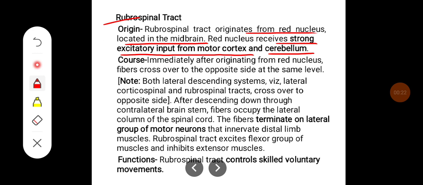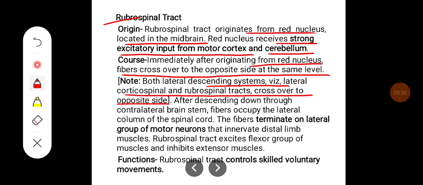We see its course: immediately after originating from the red nucleus, fibers cross over to the opposite side at the same level. Note that both lateral descending systems, that is the lateral corticospinal tract and the rubrospinal tract, cross over to the opposite side. After descending through the contralateral brainstem, fibers occupy the lateral column of the spinal cord. The fibers terminate on the lateral group of motor neurons that innervate distal limb muscles.